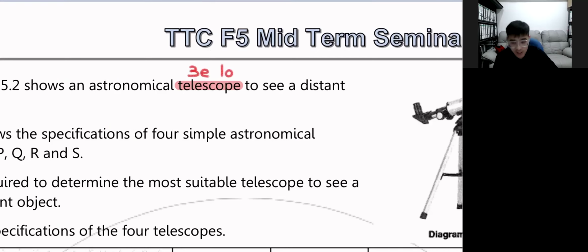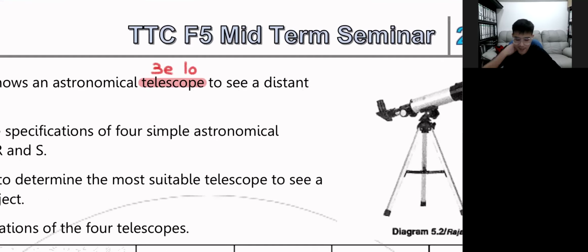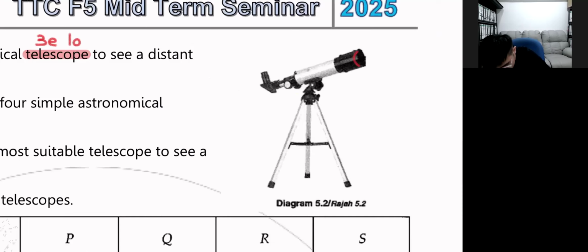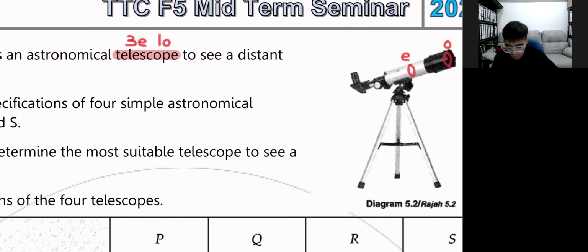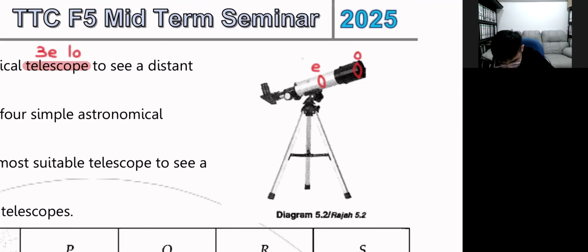So that means, if the letter E is more than O, because remember, in a telescope, or a microscope also the same, there are 2 convex lenses. The lens in front of the eye is called the eyepiece, and usually we use the letter E to represent the eyepiece. The objective lens is the lens further away from the eye, the one on the outside. Because the letter E is more than the letter O, the power of the eyepiece must be greater than the power of the objective lens.